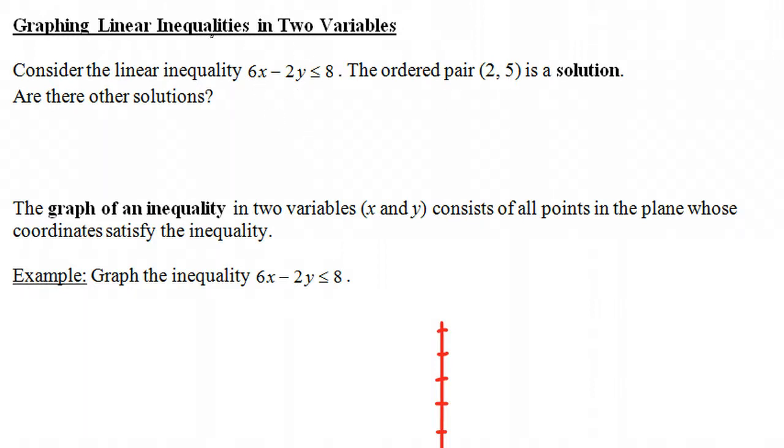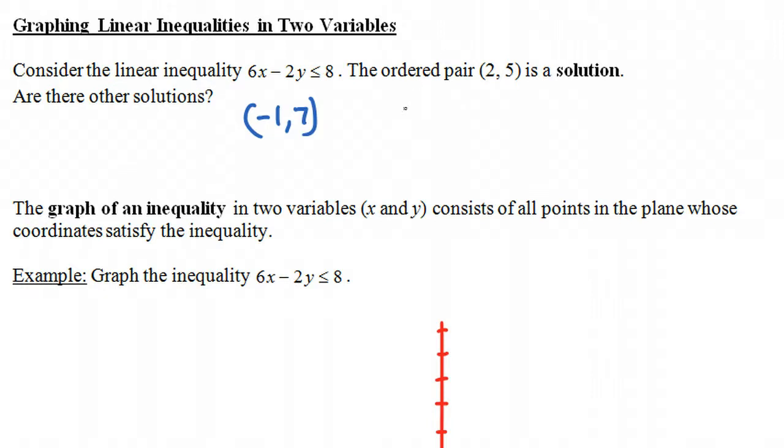Notice what you get would be 12 minus 10 is less than or equal to 8, and of course that's a true statement. 2 is less than or equal to 8. Now, are there other solutions? Well, of course there are. For example, (-1, 7), is that a solution? Well, notice you would get negative 6 minus 14, which would be negative 20. Is that less than or equal to 8?